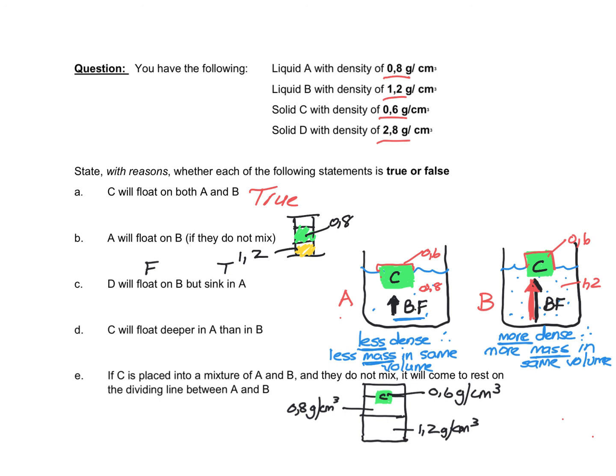And then the last one, if C is placed into a mixture of A and B and they do not mix, it will come to rest on the dividing line. That is false. Here we have a density of 1.2. This is 0.8 and 1.2. So it's like oil and water. They will rest on top of one another. But because C has got such a small density, it's going to sit right at the top here and definitely not on this dividing line.